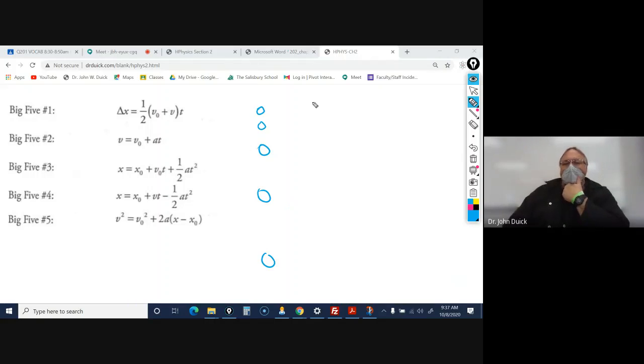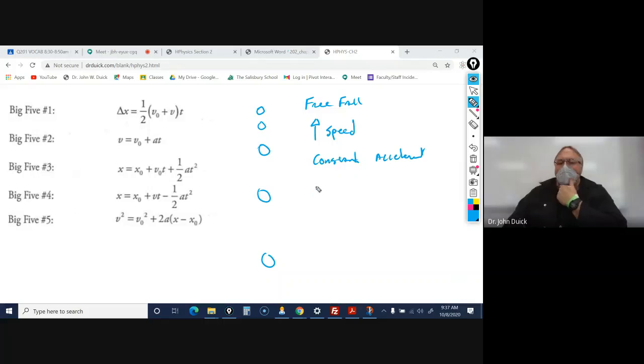So first of all, number one, a free fall object will increase in speed. It will have constant acceleration. And its distance will be exponential. When I say exponential, it gets further apart as it goes.